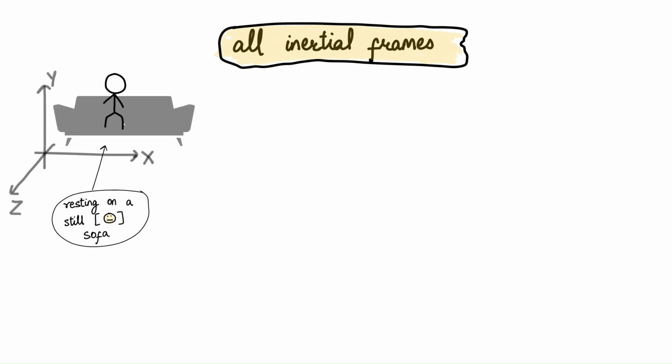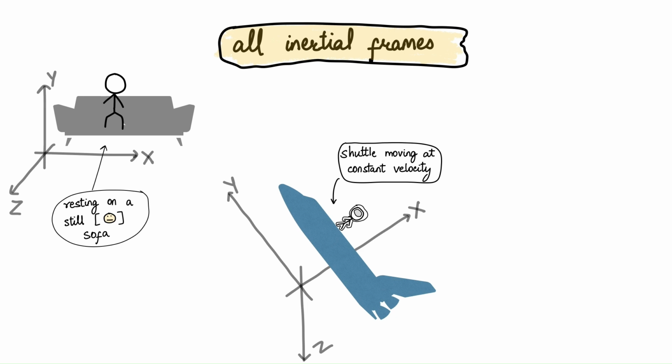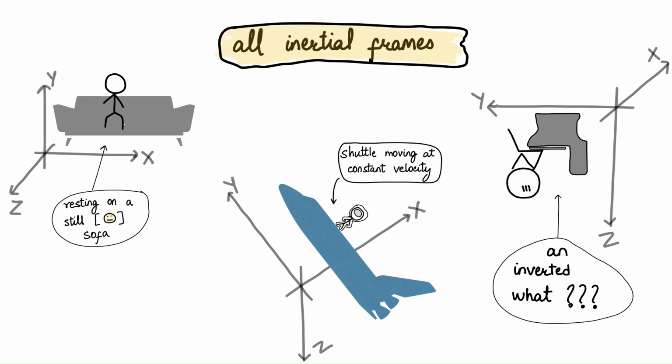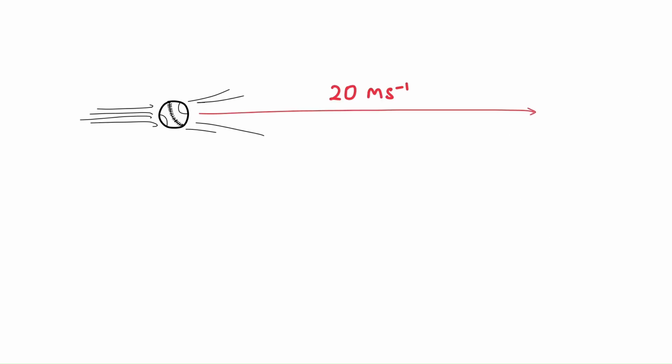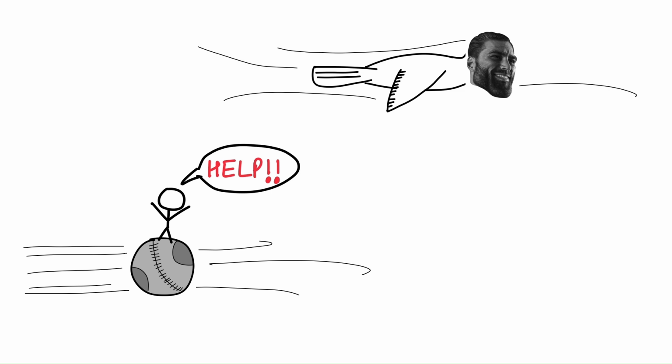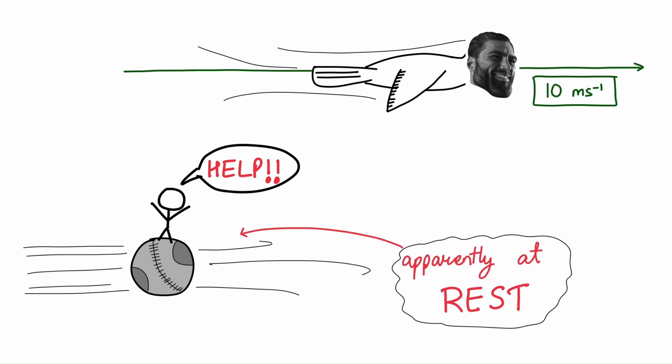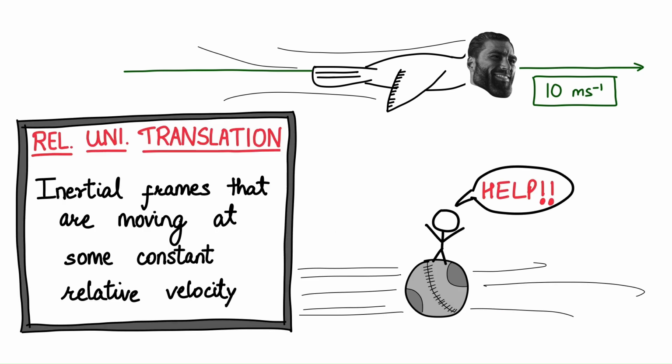Here's an example. You're resting on a still sofa, cruising through space in a uniform velocity. Here's a ball at 20 meters per second, and here's a bird at 30 meters per second. On a blank canvas, you might see the ball at rest, while the bird is moving at 10 meters per second. Simple, right? Well, that's relative uniform translation.